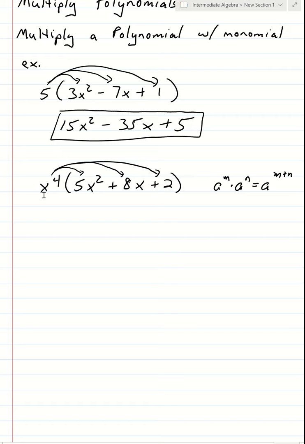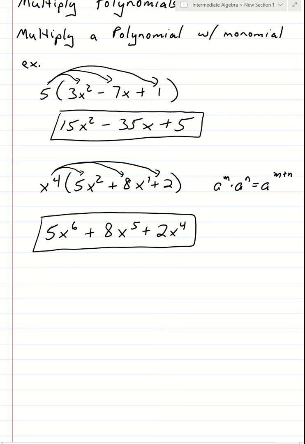So when we multiply the x to the 4th with the 5x squared, that would give us a 5x to the 6th. Because remember, we have to add the 4 and the 2 to get the 6. If I was to multiply the x to the 4th with the 8x to the 1st, that, of course, would give us an 8x to the 5th. Plus, x to the 4th times 2 is simply a 2x to the 4th. And that would be your simplified expression because we eliminated the multiplication.